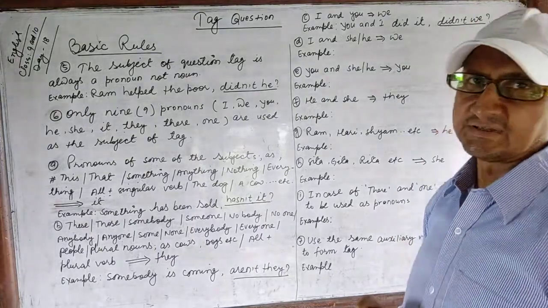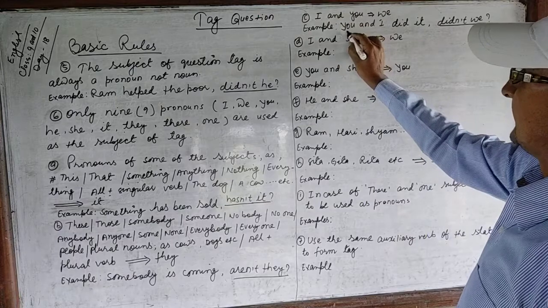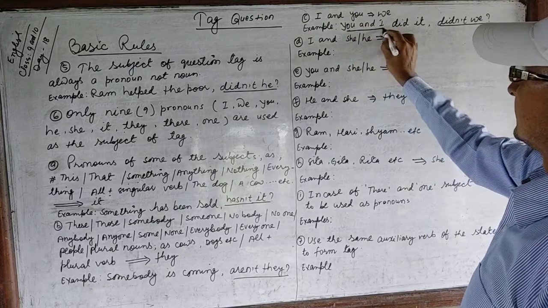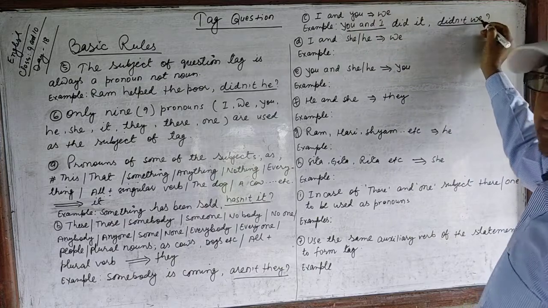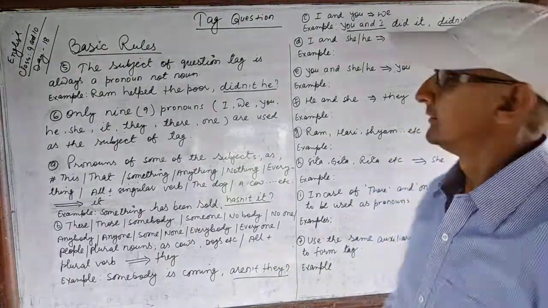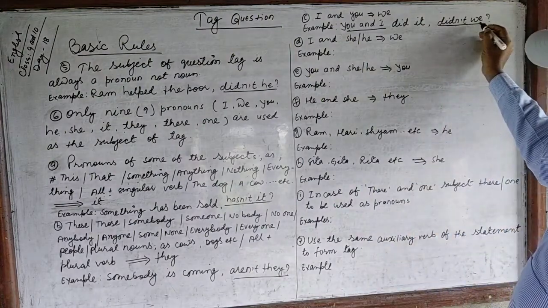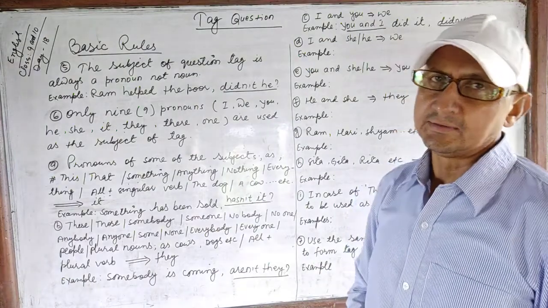Our main focus is on the subject. So if there is I and you in the statement, we write we as a subject of the tag. So didn't we is the tag, and we is the subject.